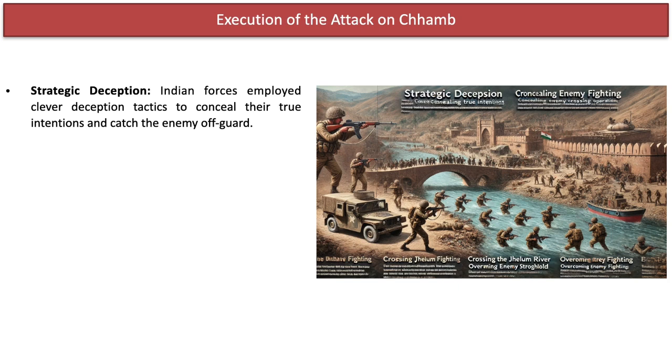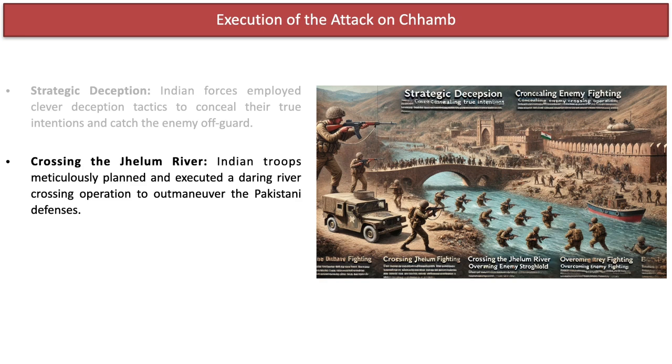The execution of the attack on the Jhangar was a masterclass in strategic deception. It showed that the Indian army was not just capable of fighting hard but also of fighting smart. And by employing clever deception tactics, they were able to outwit a formidable enemy, gain the upper hand and achieve their objectives with precision and efficiency. This approach highlighted the importance of strategy, cunning and adaptability in warfare, proving that sometimes the best weapon is a well-laid plan that keeps the enemy guessing until it's too late.